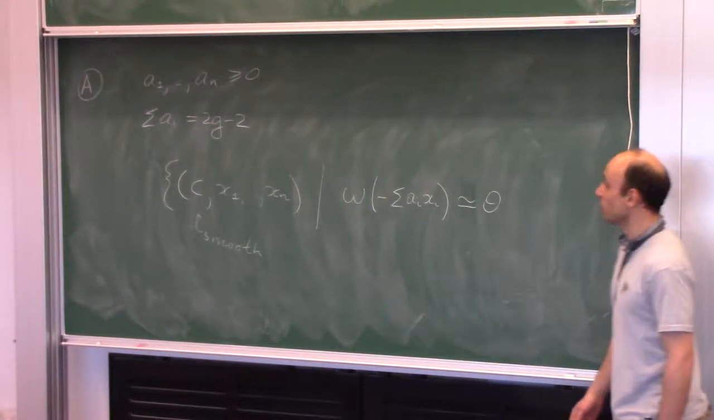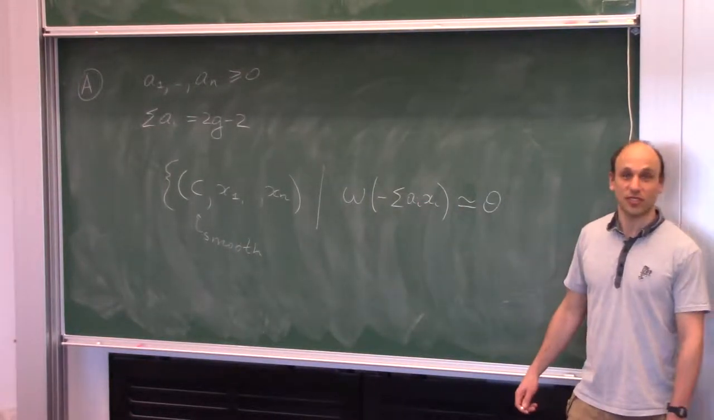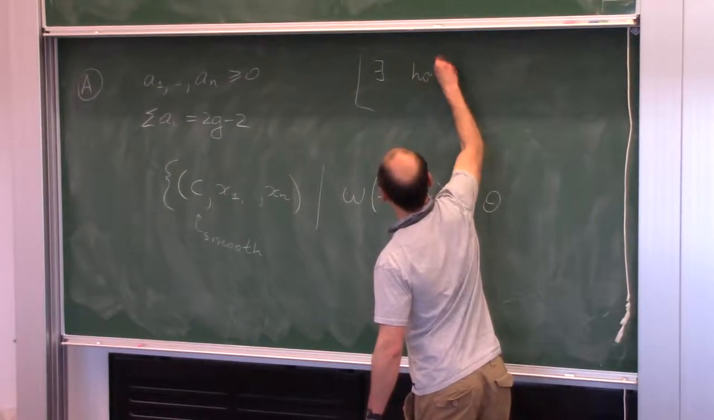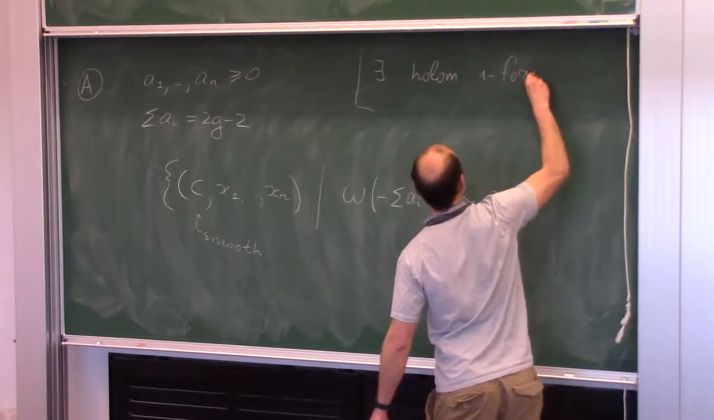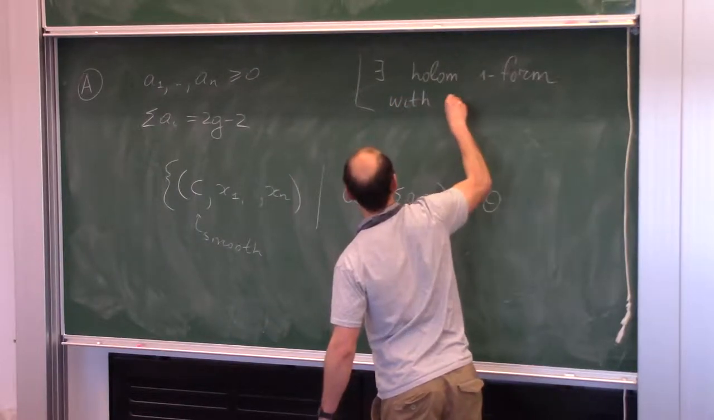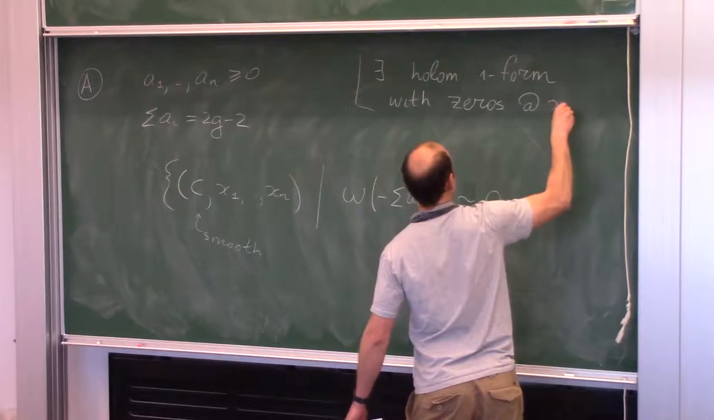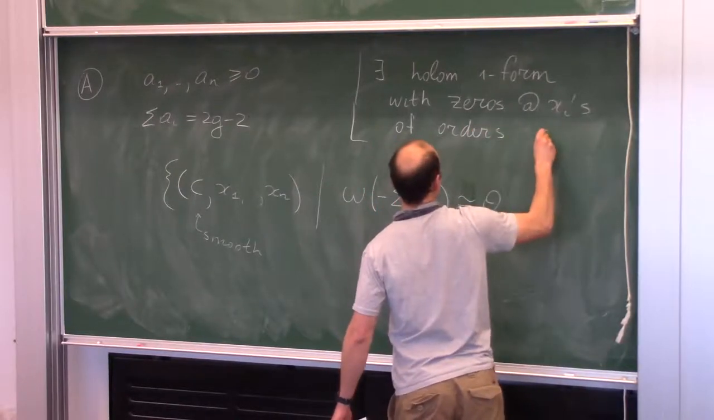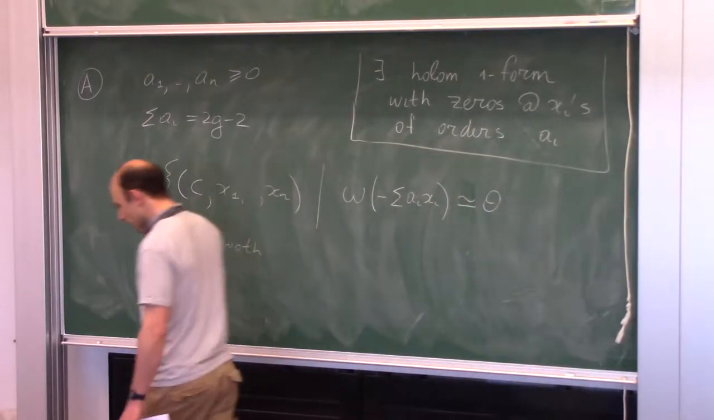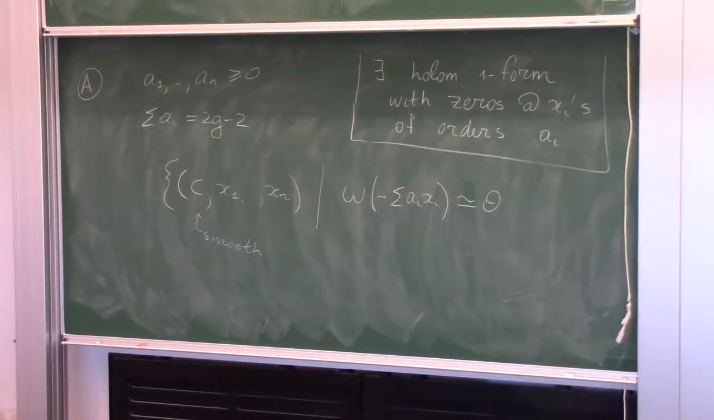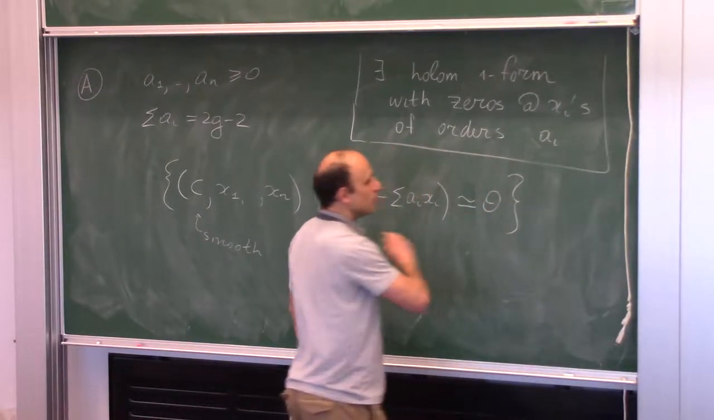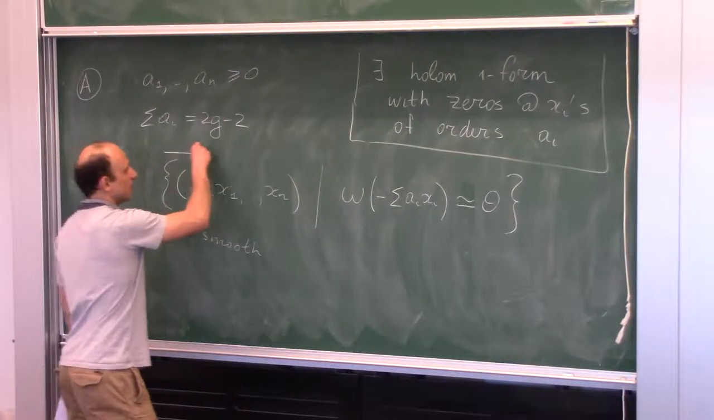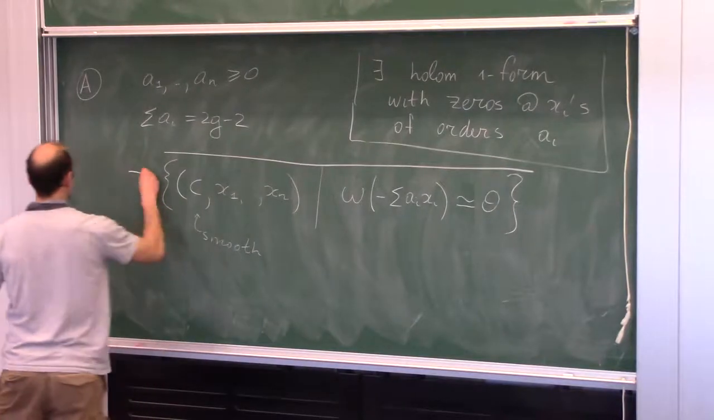There exists a holomorphic one form with zeros at the x_i's of orders a_1 through a_n. Okay, so this is a locus inside M_{g,n}, without the bar, because I only talked about the smooth curves. But now I can simply take its closure. And this is a locus in M_{g,n} bar.